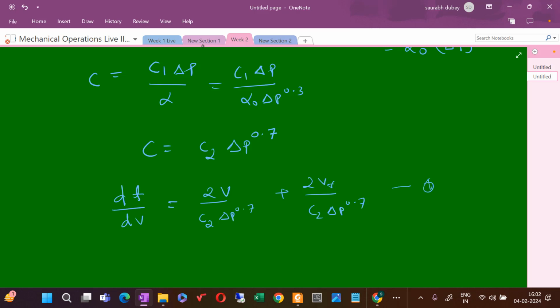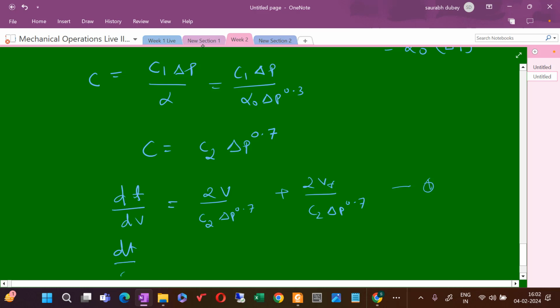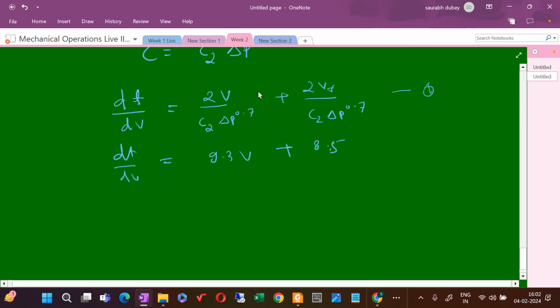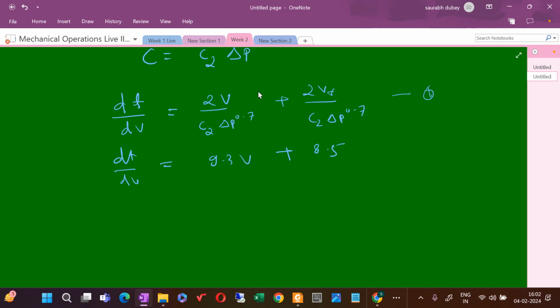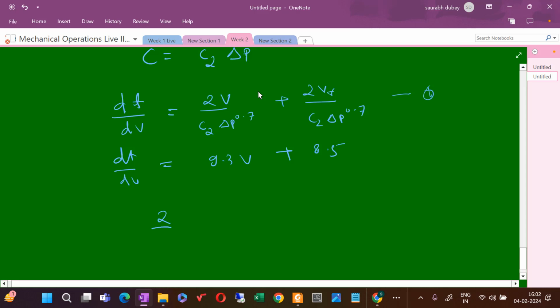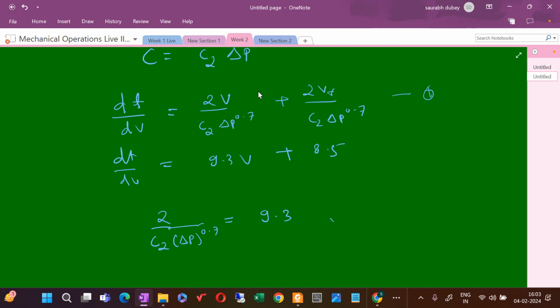Question 1. In the problem, the question that you are given with is dt by dv equals 9.3v plus 8.5. So from here, when you compare it, you will get 2 by c2 delta p to the power 0.7 equals 9.3, and this is case 1.